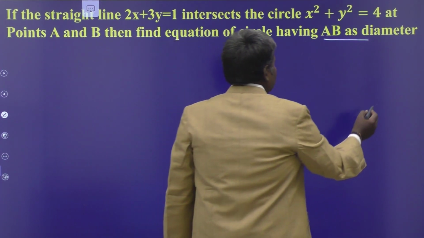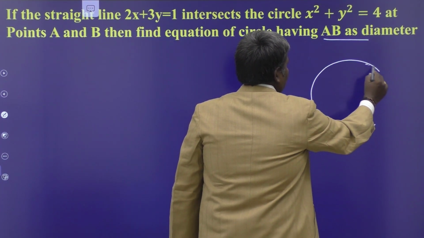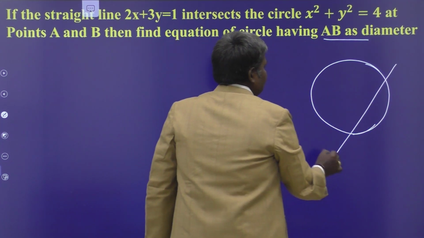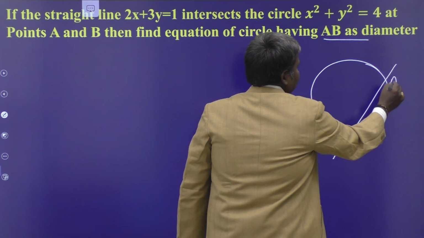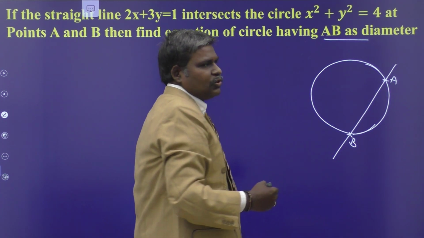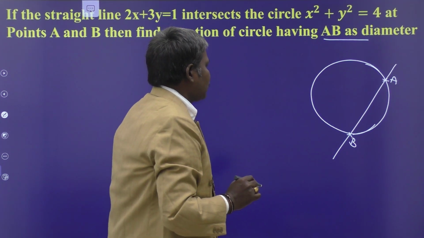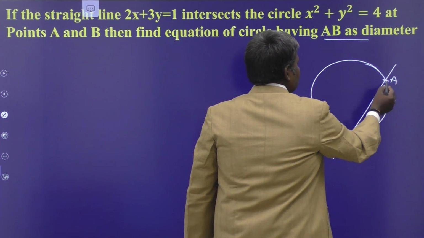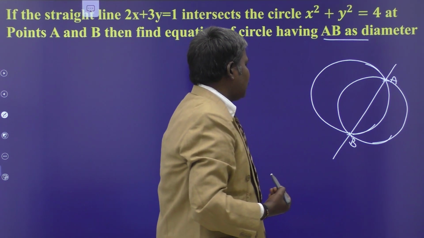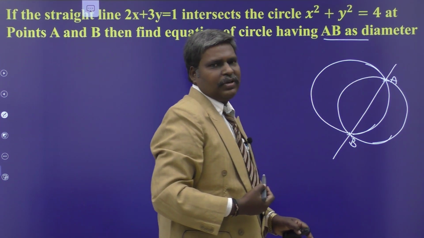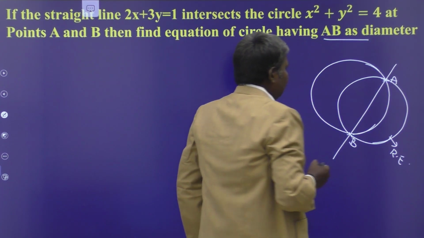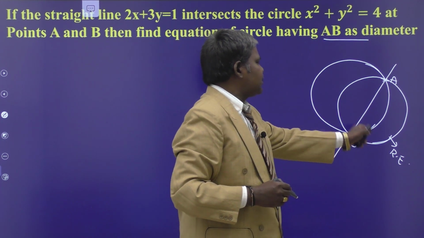See the rough diagram. This is the circle x square plus y square is equal to 4. Some line intersects the circle at 2 points A comma B. How many circles can you draw from these 2 points? Infinite number of circles you may draw. But we don't want all those circles. You are going to find out the equation of the circle as AB is diameter. This is the circle whose diameter is AB. This is your required circle. So we are going to find out its equation now.